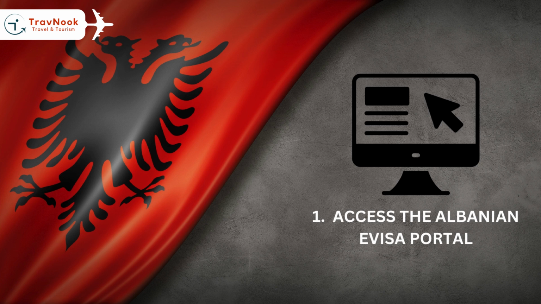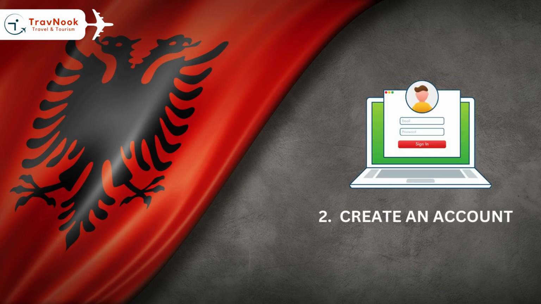1. Access the Albanian e-visa portal. Visit the official Albanian e-visa application website. Make sure you're on a legitimate government site to avoid scams. 2. Create an account. Register on the e-visa portal by creating an account. You'll need to provide your email address and create a secure password.